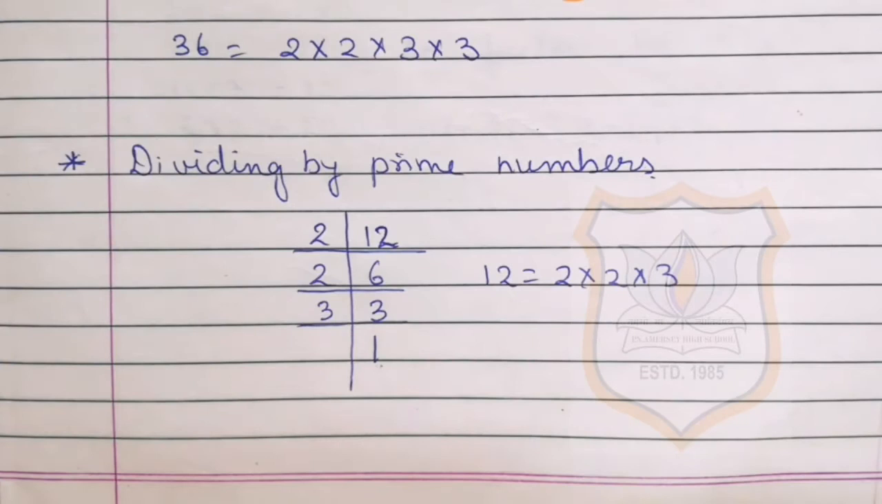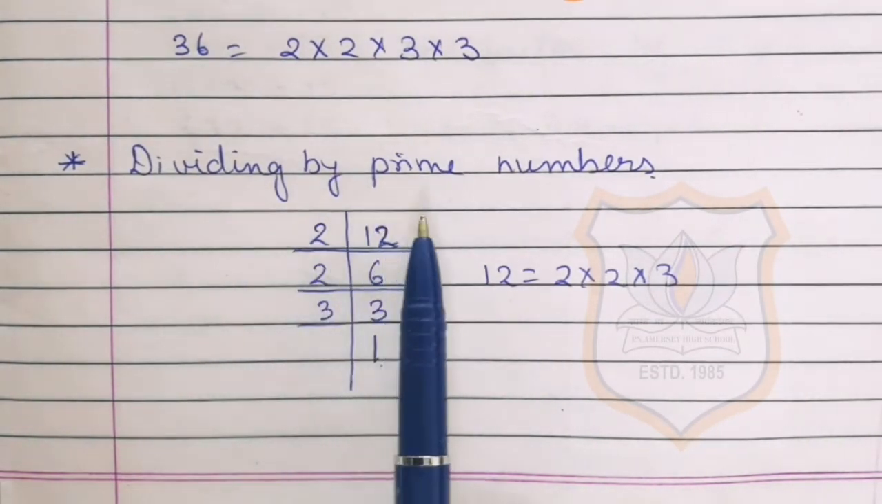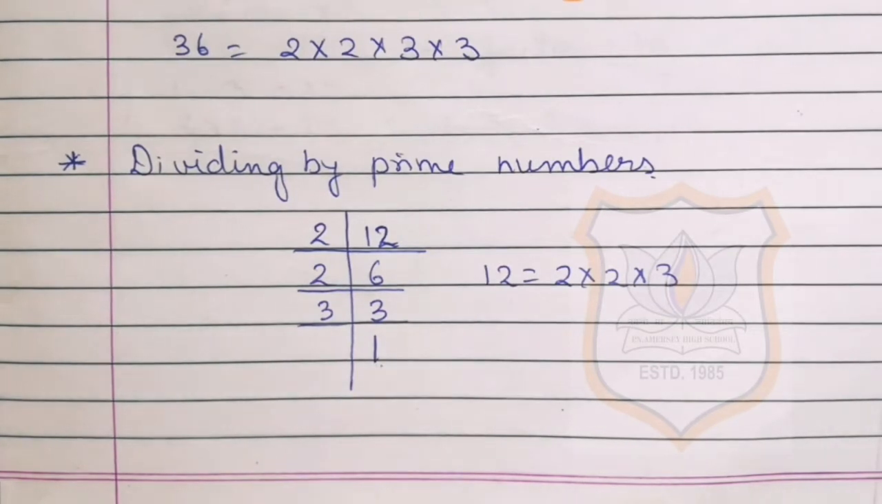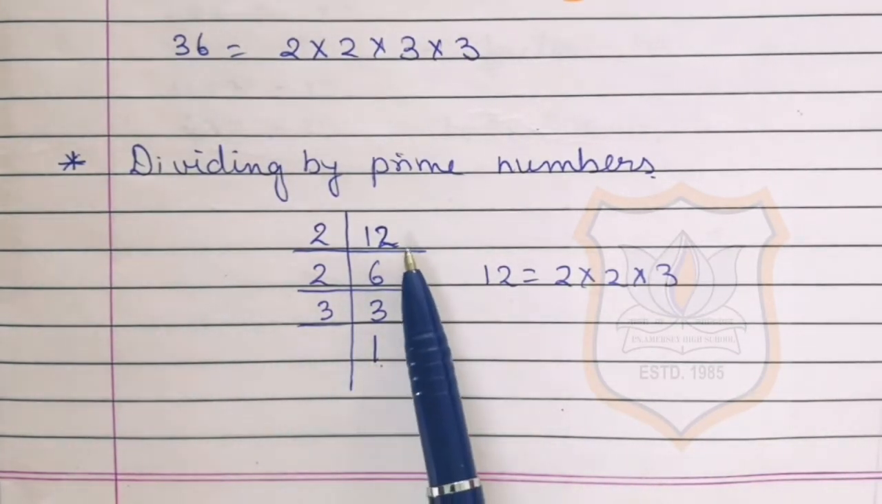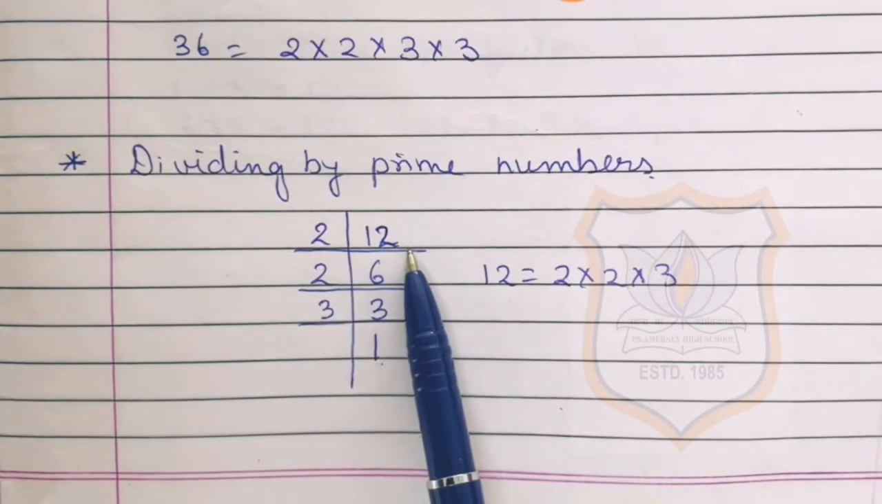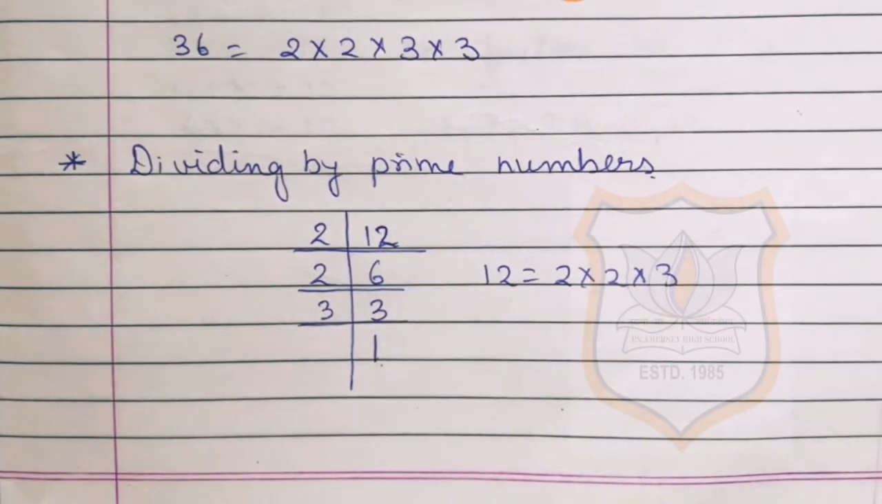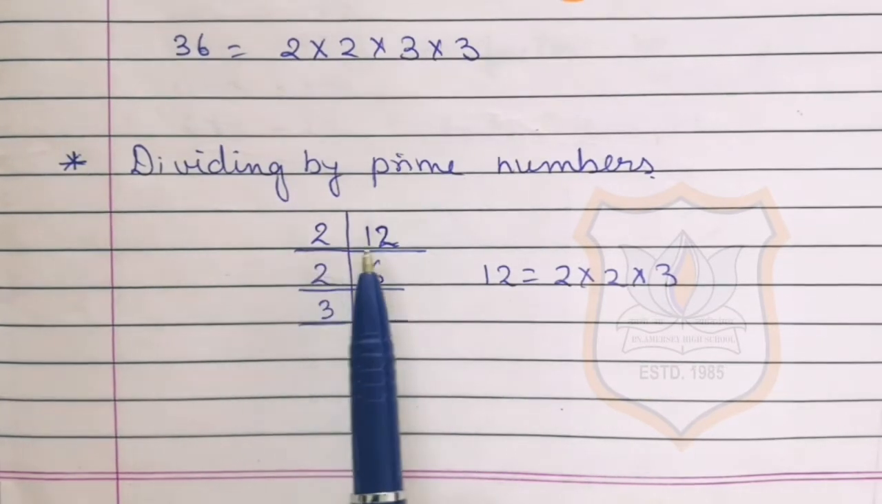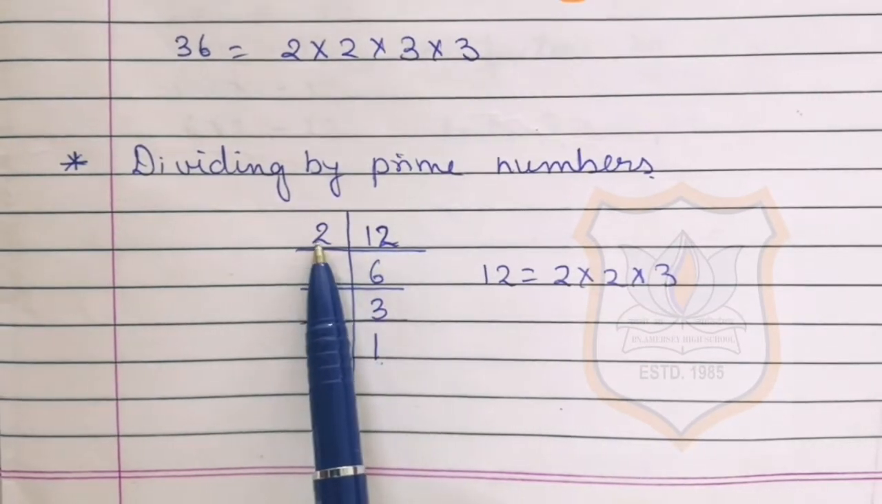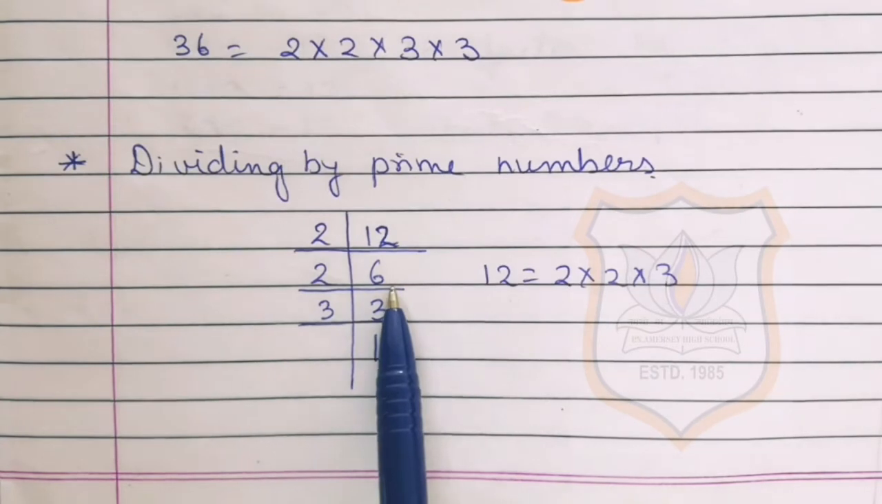Now the next method to find the prime factors of any number is dividing by prime numbers. Here also we have a few steps to follow. For example, we have taken the number 12. Here we write 12. We have to divide the given number by the smallest prime number, so that the smallest prime number divides the number exactly. Here the smallest prime number we have taken is 2. We divide 12 by 2 so that we get 6 as a quotient.